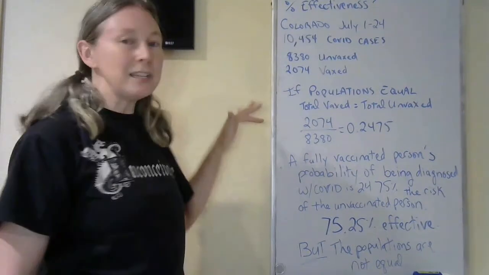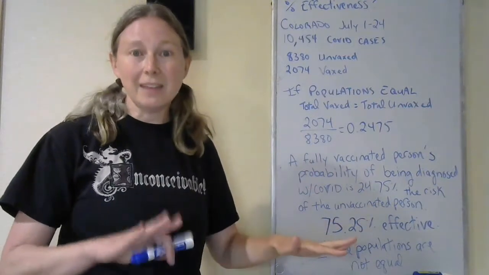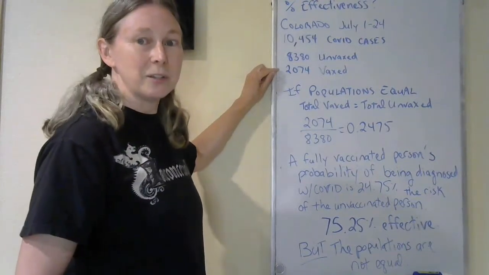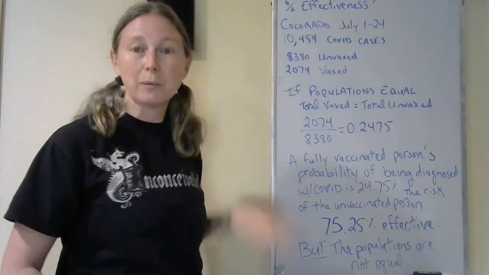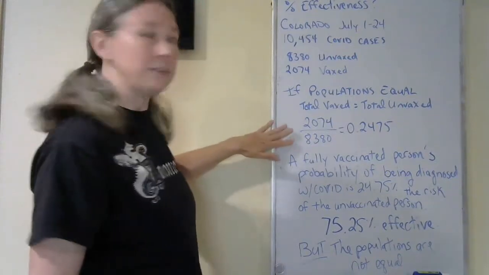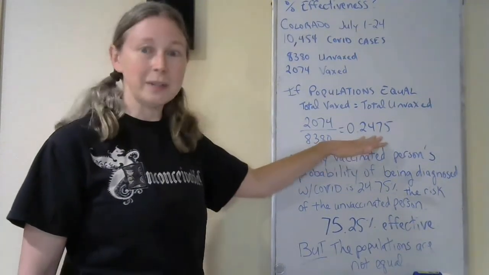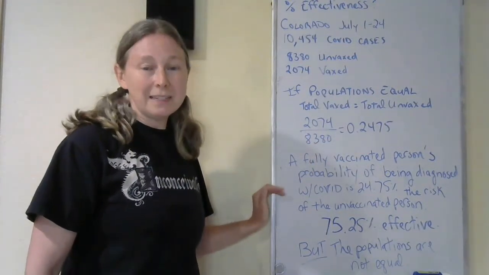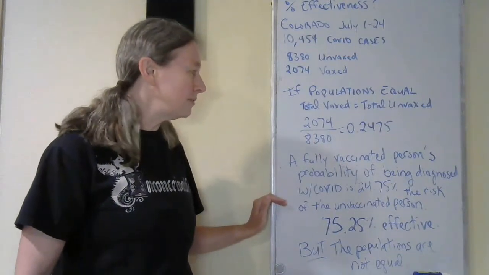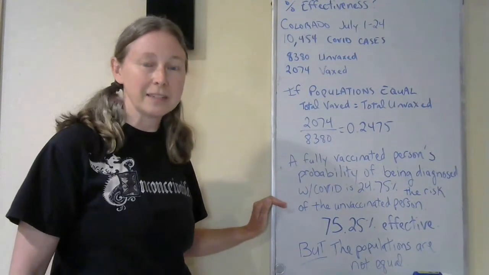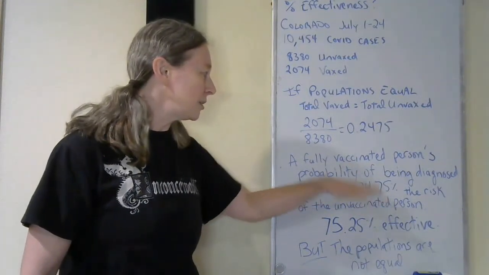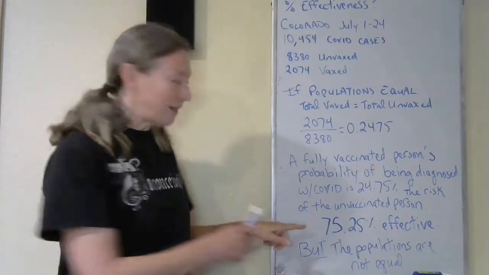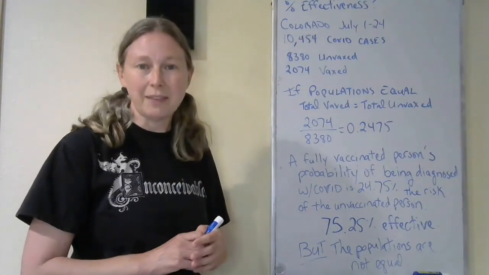Now, if the populations of both groups of people, the vaccinated and the unvaccinated, are equal, you can see that the number of people who were vaccinated that got diagnosed with COVID is about a fourth of the number of people who were unvaccinated that got COVID. And in fact, if you divide these numbers like a ratio and turn it into a decimal and then a percent, I could say a fully vaccinated person's probability of being diagnosed with COVID is 24.75% of the risk of the unvaccinated person. So this percent represents the risk of the two populations compared to each other. Therefore, I would say the vaccine is 75.25% effective.